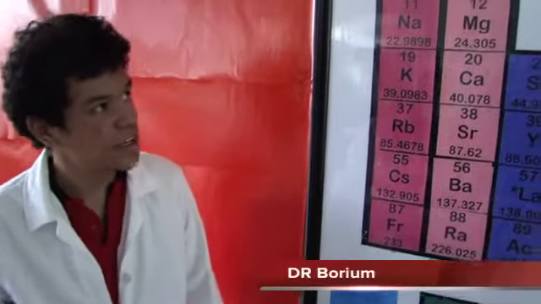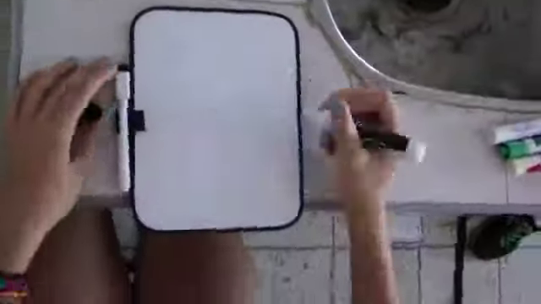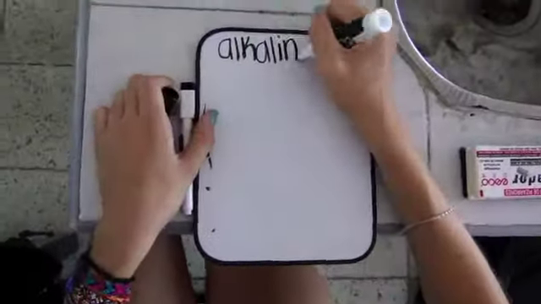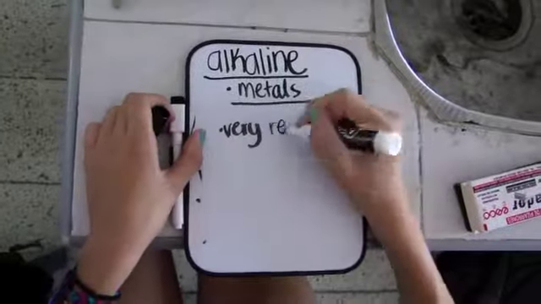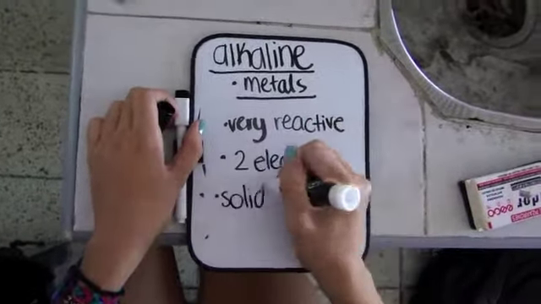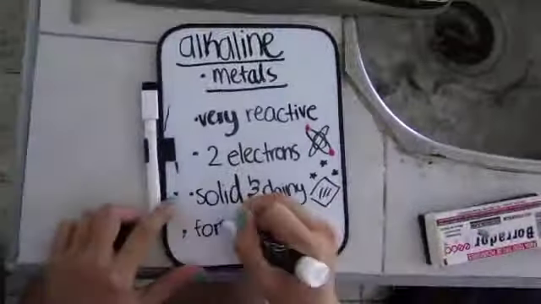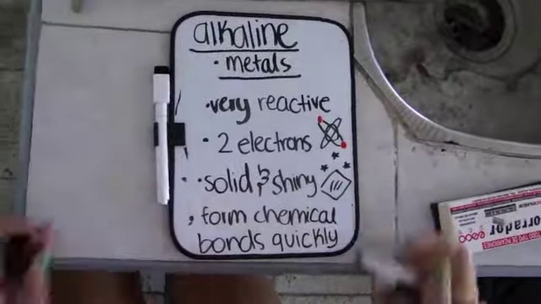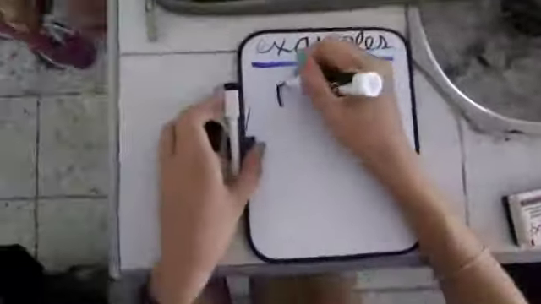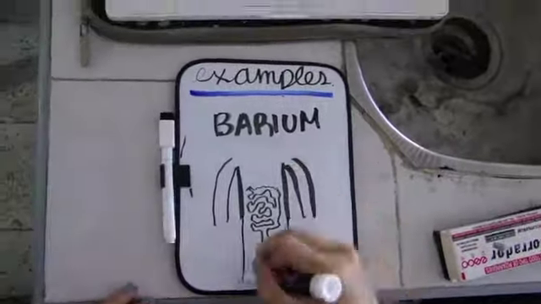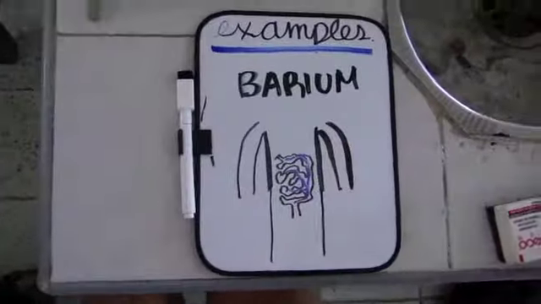Next on will be the alkaline group. Arriving as group 2 in the periodic table, they're the alkaline earth metals. Their characteristics include the fact that alkaline metals are very reactive. They have 2 electrons in the outer shell, and they're solid, shiny, and bond very quickly. An example is barium, which is used in radio contrast dye to make organs like the intestine visible under X-rays.